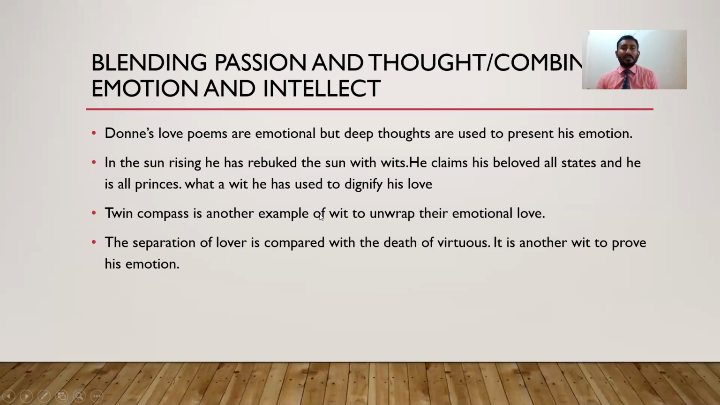We find A Valediction: Forbidding Mourning's twin compass is another example of wit to unwrap their emotional love. Twin compass. This is a really very rare conceit and very, very excellent concept that you find, that the compass can be used as the metaphoric idea of the love between lover and beloved. This is really very interesting and very witty.